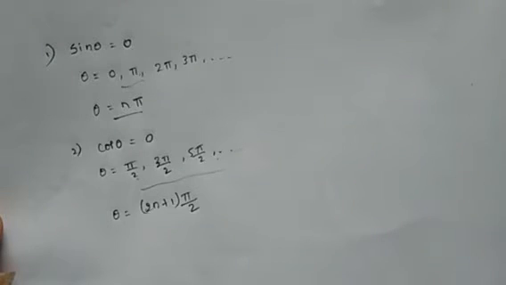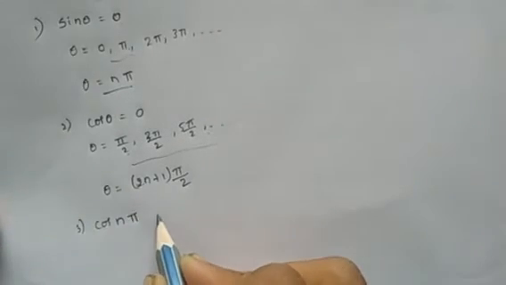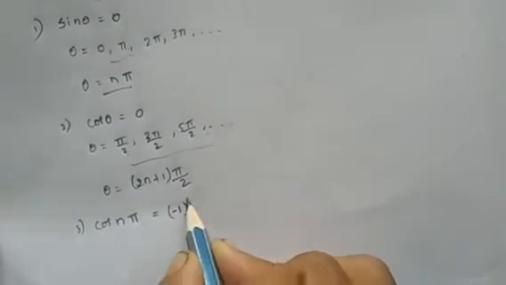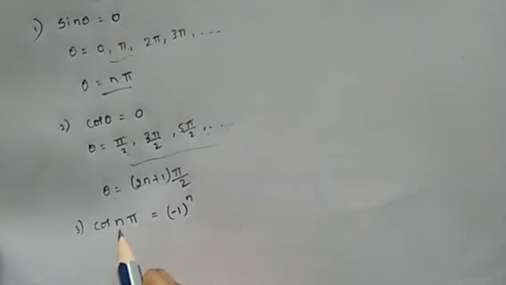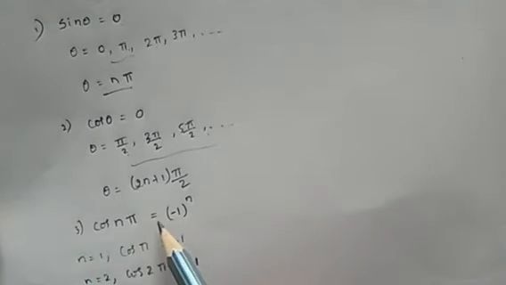The next one, cos n pi. Cos n pi value is equal to minus 1 to the power n. If you put n equal to 1, you get cos pi, that is cos 180 degrees. Cos pi value is minus 1. If you put n equal to 2, cos 2 pi, the value is plus 1. So generally we say the cos n pi value is always minus 1 to the power n.